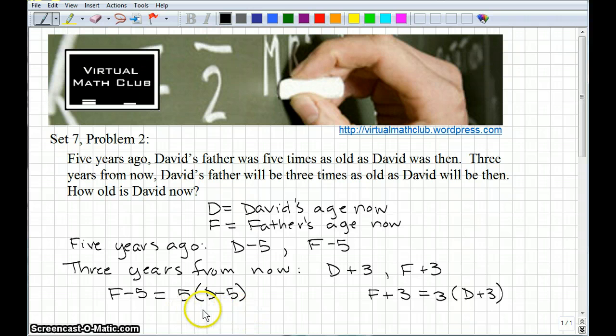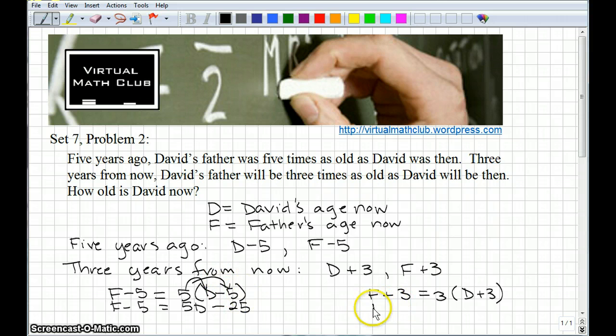Now there's a number of different ways we can do this. But what I think I am going to do, I'm going to just rewrite this. F minus 5 is equal to, I'm going to use the distributive property. And I'm going to take 5 times both of these things in the parentheses. So that makes it 5D minus 25. Okay, so that gets rid of the parentheses.